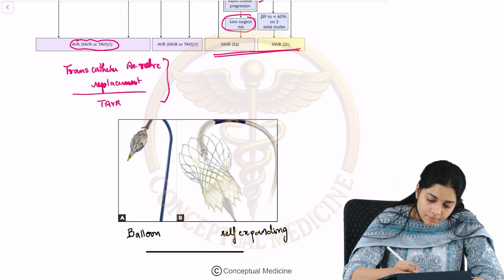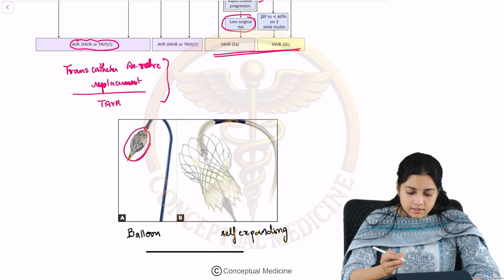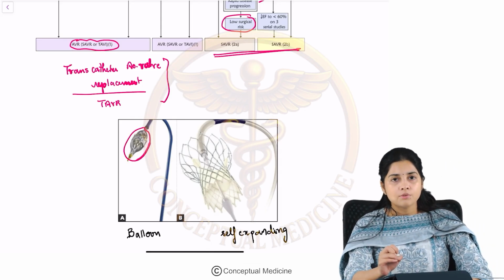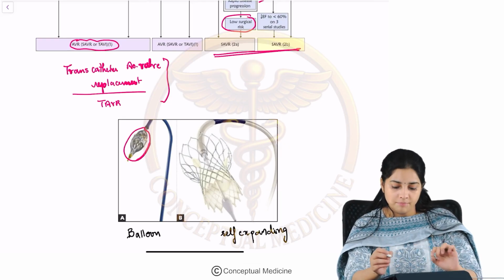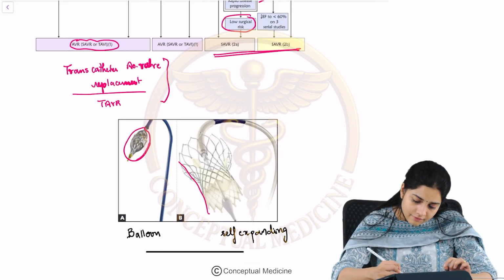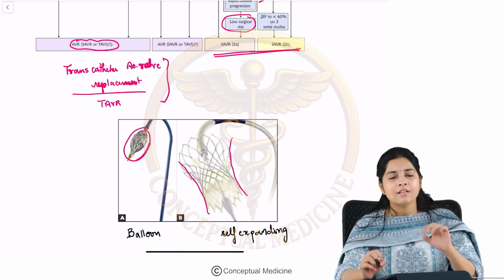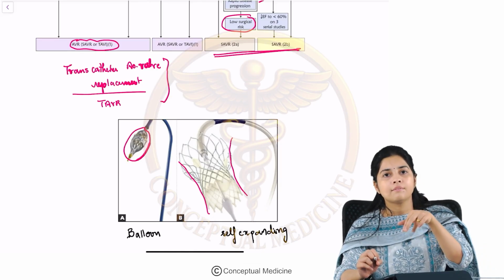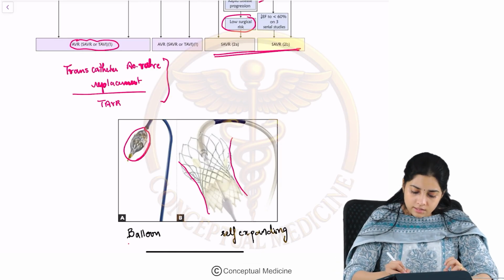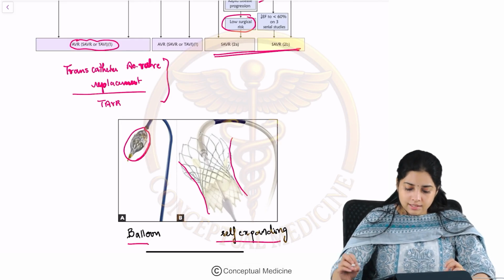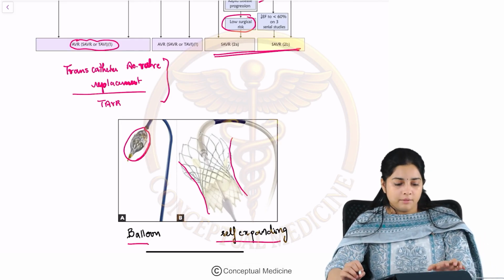This is your balloon apparatus which is used for transcatheter aortic valve replacement, and this is your self-expanding stent which goes to the aortic valve and dilates it. So, these are the two ways in which your transcatheter aortic valve replacement can be done.